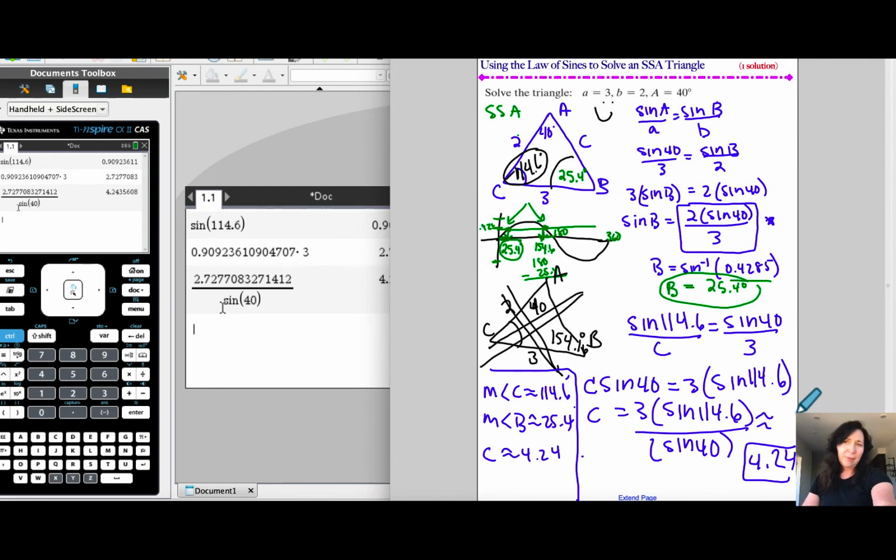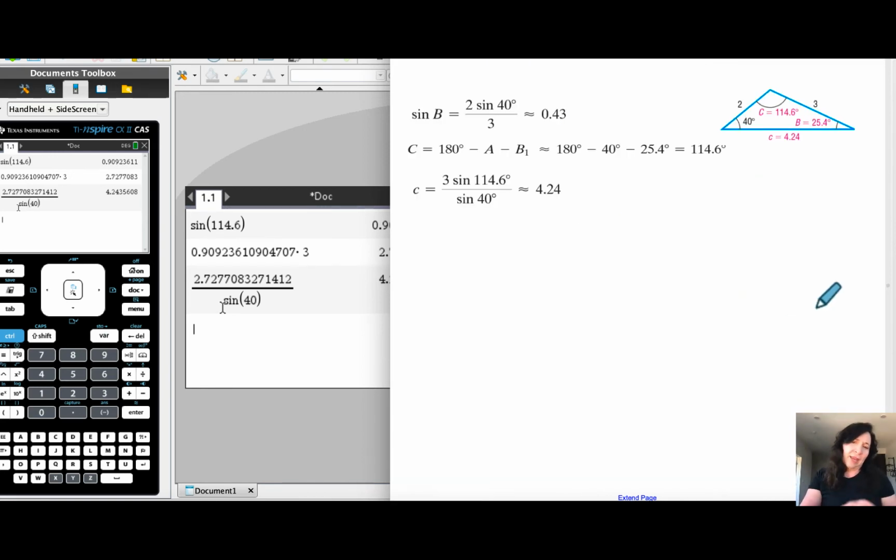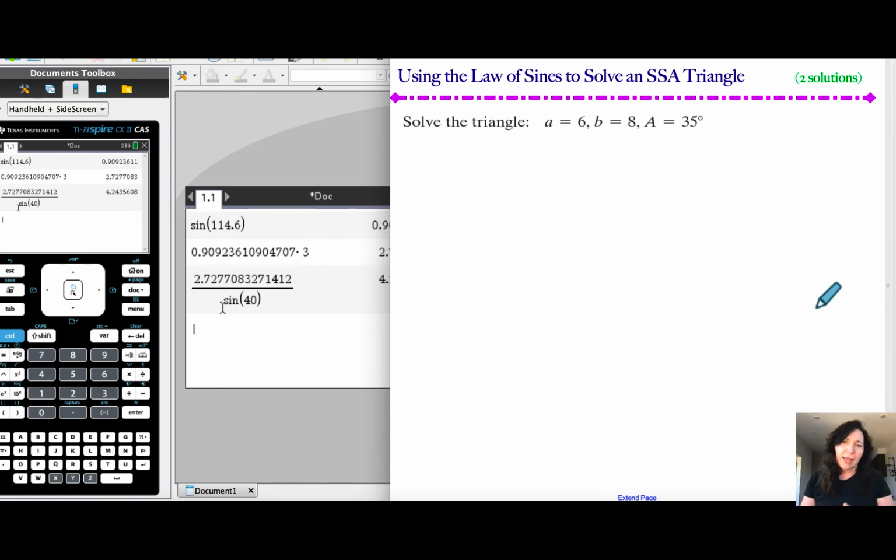Okay, let's do another one. Now, this one is going to actually have two solutions, which is guaranteeing that I have two triangles. So let's try this. We're going to draw our triangle. In drawing our triangle, again, I have A, I have B, I have C. And A is 35, and I've got little b, which is opposite angle B, which is 8, and I have little a, which is 6. So again, this is side-side-angle. You have to identify what triangle it is. So it is a side-side-angle triangle.